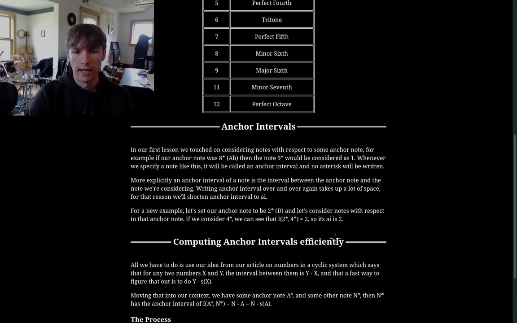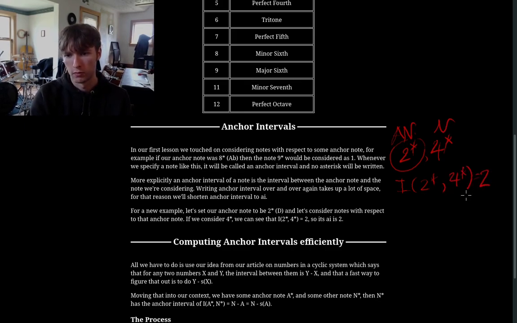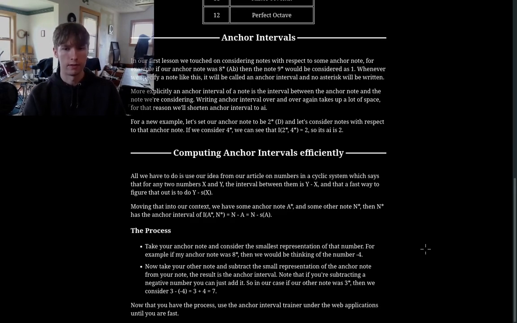So the anchor interval of the note 4, with 2 as the anchor, is going to be the interval between 2 and 4. Because if that's our anchor note, and that's just another note, then it's going to be just 2. So we've gone through examples, and we know the definition now, so we may as well make it as efficient as possible.